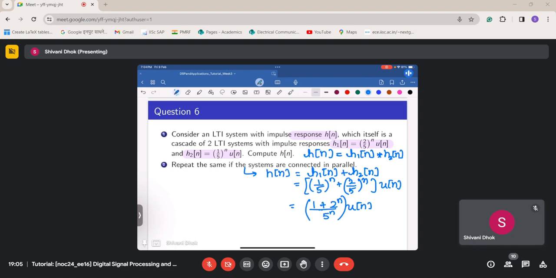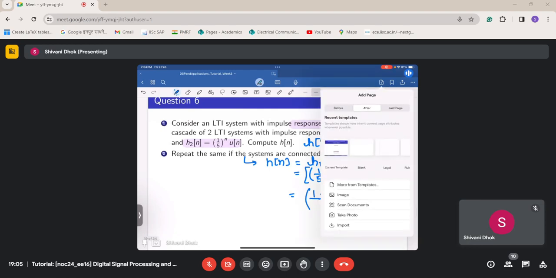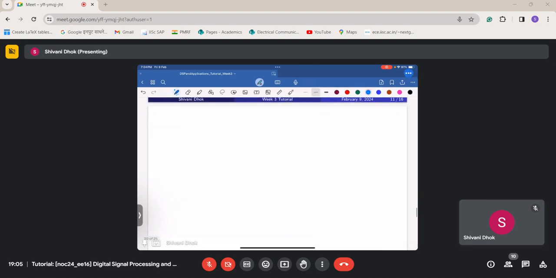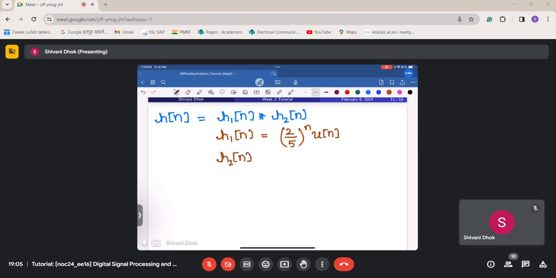So this is the answer for the second part. Now let us solve the first part. So what it says is this h of n is a combination of two cascades, so that's why we'll have convolution of the individual impulse responses. And what knowledge we have? We have h1 of n equal to 2 by 5 to the power n into u of n, and h2 of n equal to 1 by 5 to the power n into u of n.